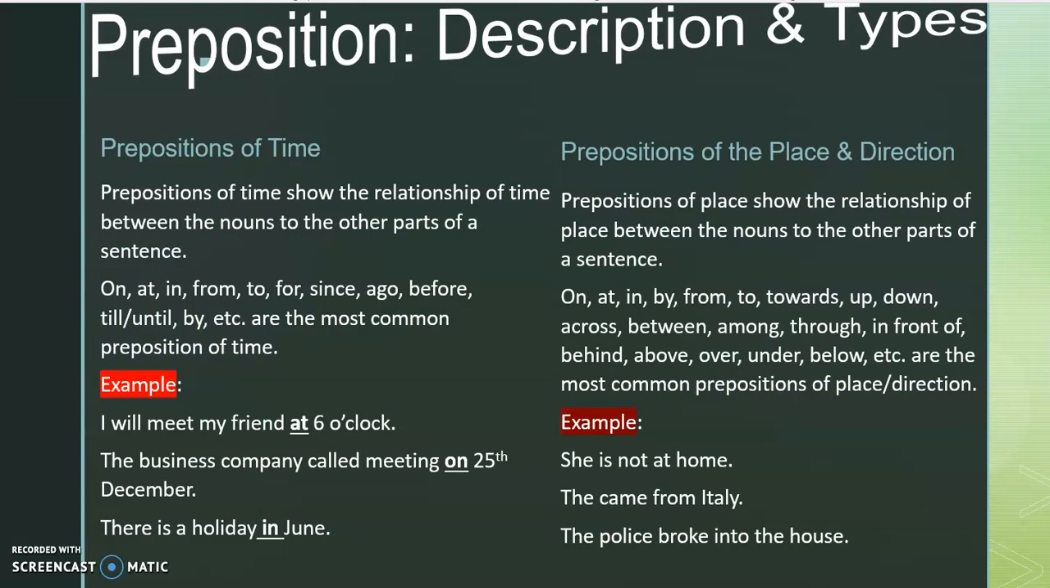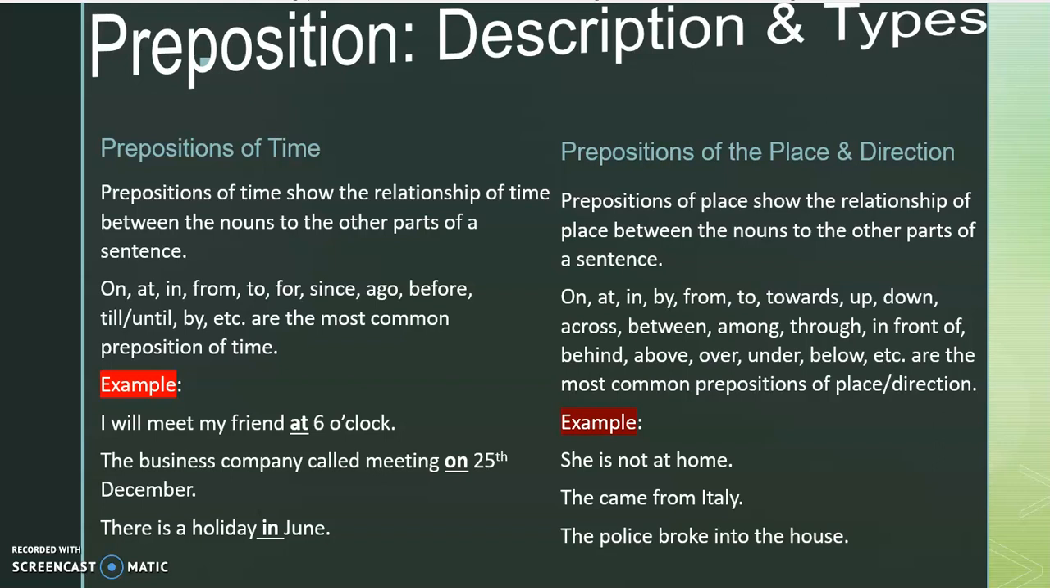Prepositions of time. Prepositions of time show the relationship of time between the nouns and the other parts of a sentence. For example, I will meet my friend at 6 o'clock. The business company called a meeting on 25th December. There is a holiday in June. Now again, all these words, at, on, and in, can be taken as prepositions of time.